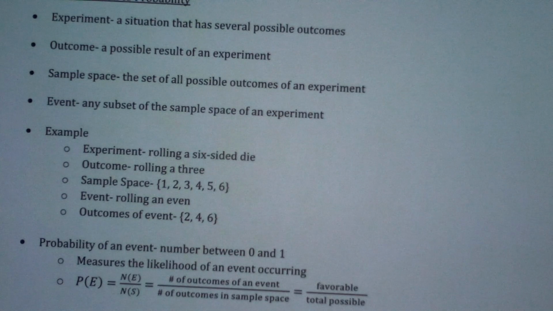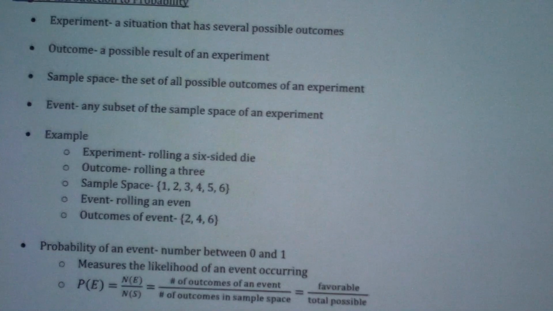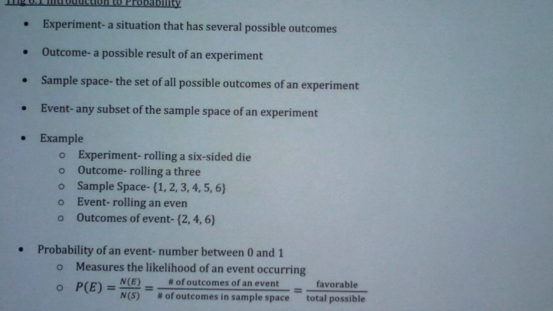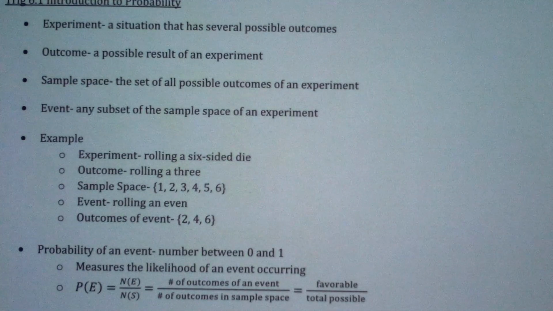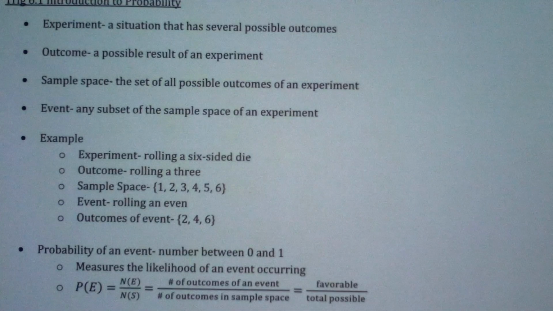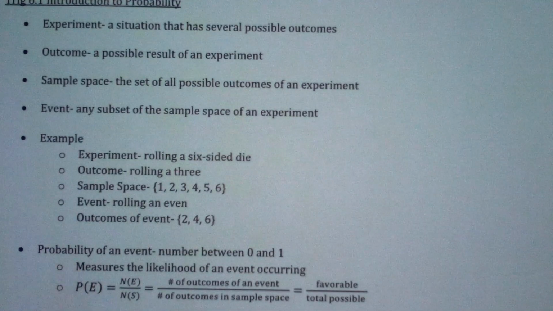And then event, they're going to reference that sometimes. Event is a specific part of the experiment. Say you're rolling a dice and they want you to just roll the evens. How many options would you have when you roll the evens, or the odds or something like that? And then those specific events can have outcomes themselves. So that's what those words in general mean.